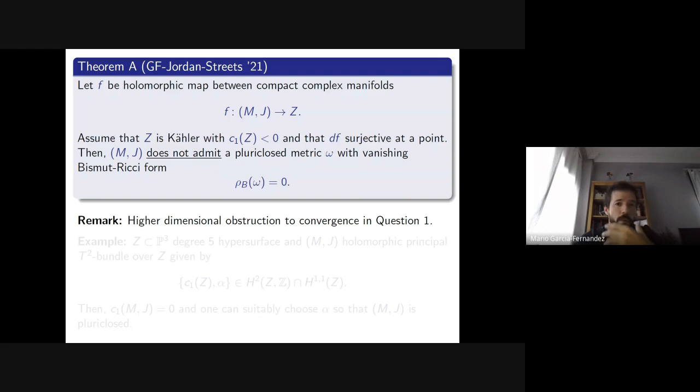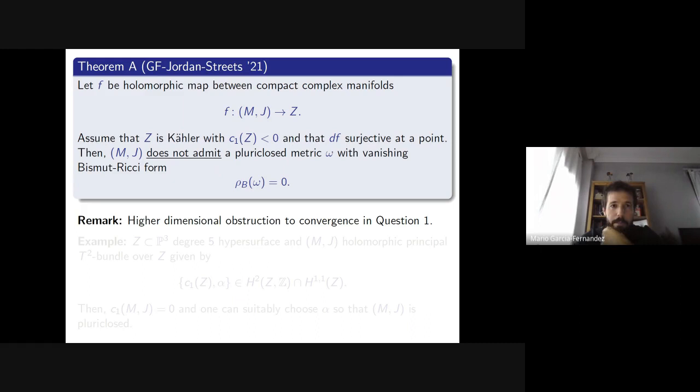Okay, so I ask three sensible questions in order of difficulty. What happens in general? I already told you that for general compact complex manifolds with vanishing first Chern class, we cannot expect convergence. Then what happens with the case of Bismut flat pluriclosed metrics? And then what happens on the Hopf surface? So the main results in our work try to answer these questions, at least partially.